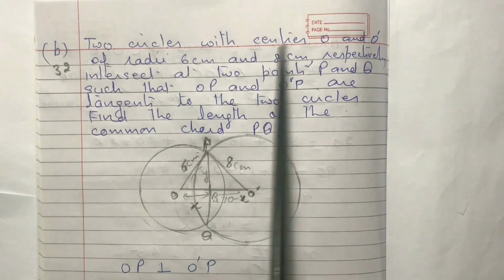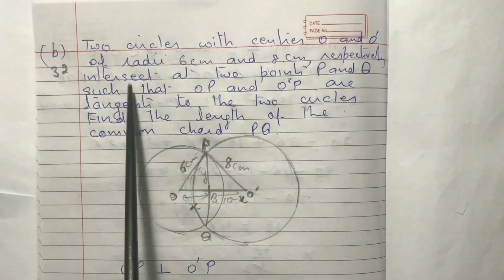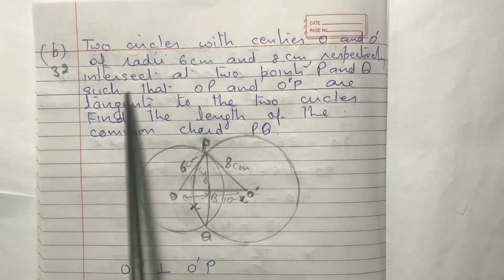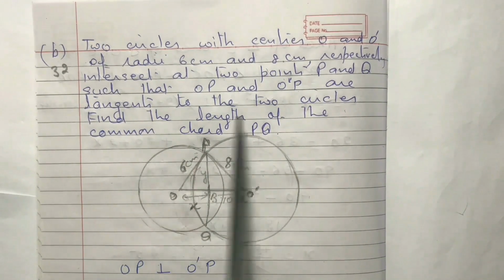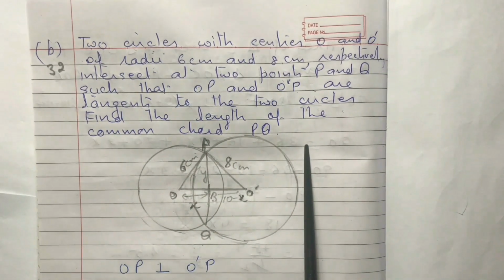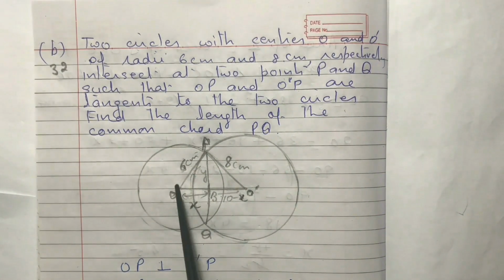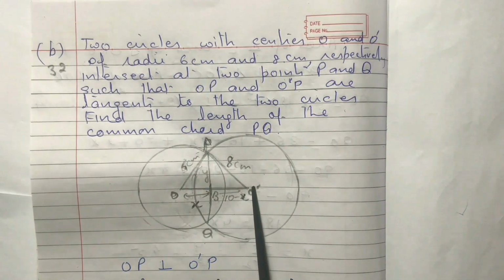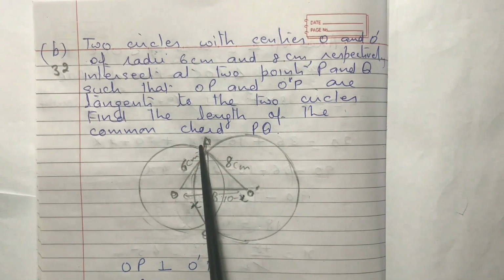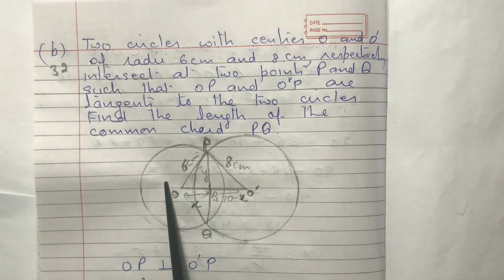Two circles with center O and O dash of radius 6 centimeter and 8 centimeter respectively intersect at 2 points P and Q, such that OP and O dash P are tangent to the two circles. Find the length of the common chord PQ. Now these are two circles which intersect each other. Now OP is the radius of this circle and O dash P is the radius of this circle. OP is tangent to this circle and O dash P is tangent to this circle.